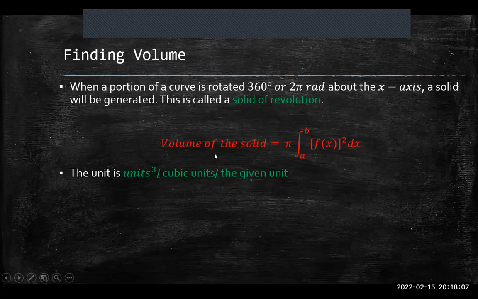Just like the area had a formula, to find the volume of a solid you need to use a formula as well. And the formula is pi times the integral of f of x squared. So whatever the equation of the curve is, you're going to square it in this case. So f of x squared dx. And of course, you need your upper limit and your lower limit, right? Because this is definite integration. Upper limit is b, lower limit is a. Just like the area had units squared or square units, in this case the volume is units cubed or cubic units, or whatever the given unit is, right? So if they gave you centimeters, centimeters cubed.